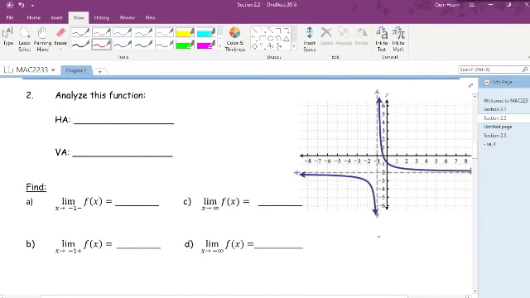Okay, let's look at another example. What would be the horizontal asymptote, the equation of the horizontal asymptote, for this function pictured on the right?